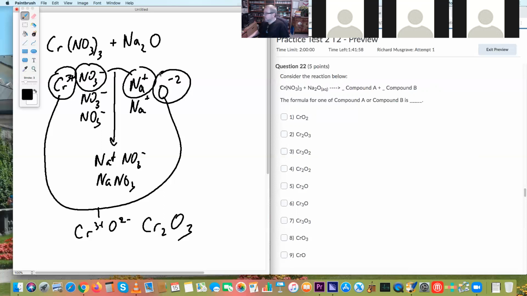You could shortcut this a little bit, and you could say, well, that's Cr3 plus, and that's O2 minus, and then you could work it from there. So you don't have to do the whole thing, but I'm just showing you where it comes from. You can do it fairly quickly if you know what the charges are.